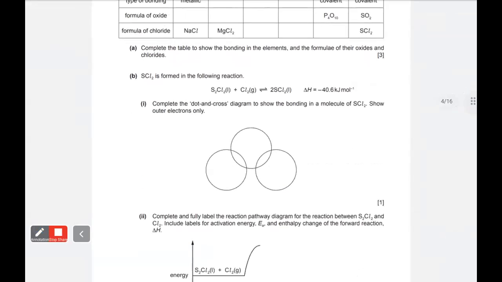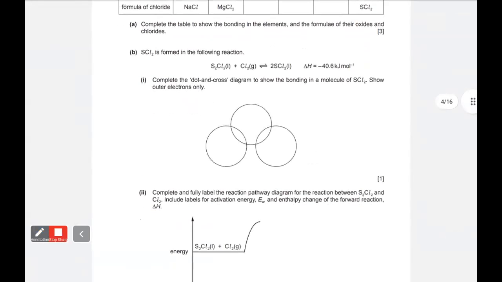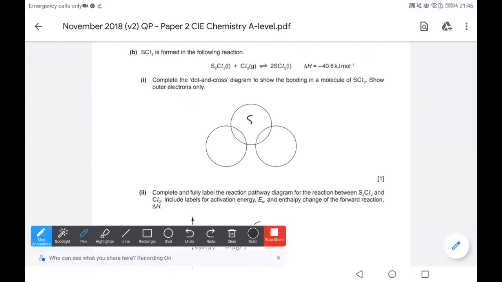Complete the dot and cross diagram to show bonding in a molecule of SCl2. So this is sulfur, chlorine, chlorine. There are two bonds, dot, cross. Let's think dot is from sulfur, cross is the electron from chlorine.